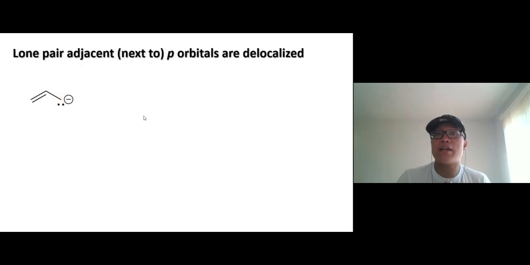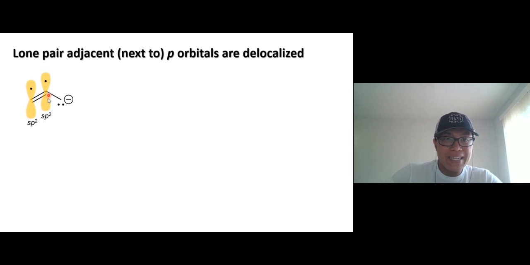Try this one. Another example: a lone pair adjacent to p orbitals is delocalized, meaning it can move. So it has conjugation here. Let me show you. I'm sure you know by now there are p orbitals on an sp2 carbon on the double bond. So there are p orbitals on them. And this carbon right here doesn't have p orbitals. This is an sp3.